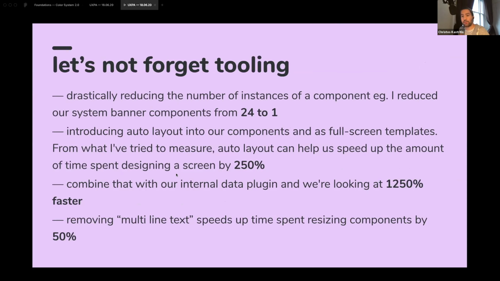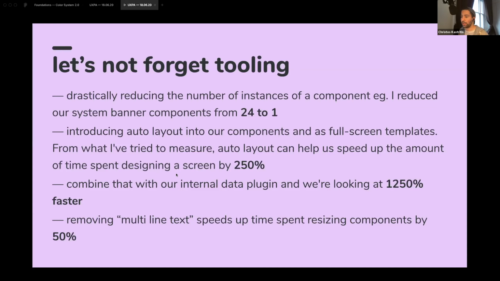We can do actually a lot of stuff within the tool itself, and these all build up, right? We can reduce the number of instances of a component. Say like myself, I reduced a system banner from 22 variations or instances to just 1. We can introduce auto layout to speed up templates and designs by around 250%.